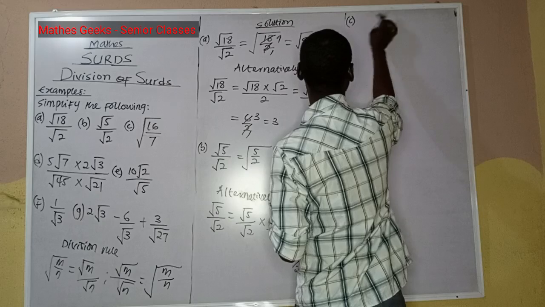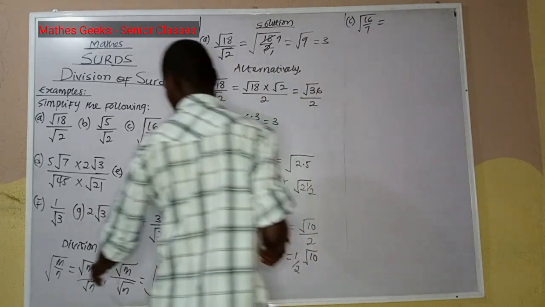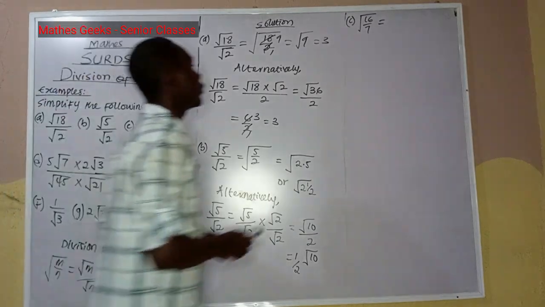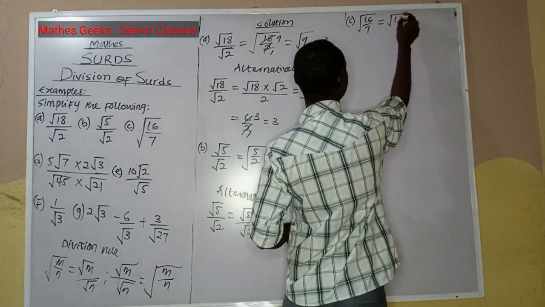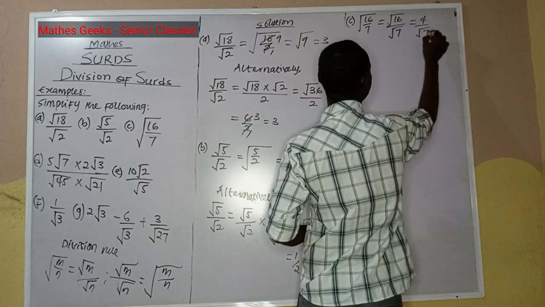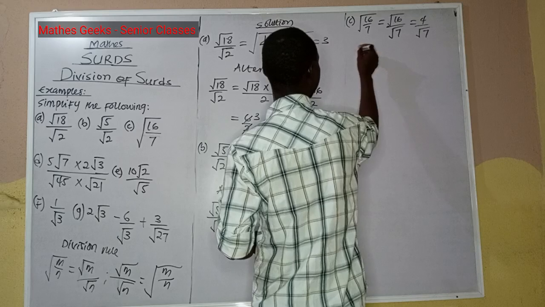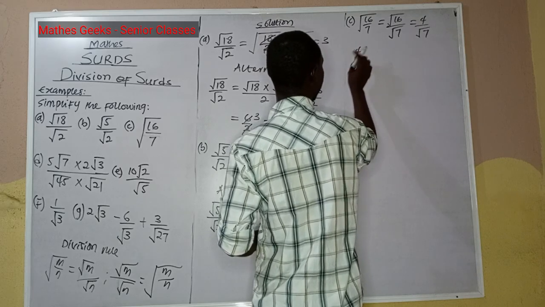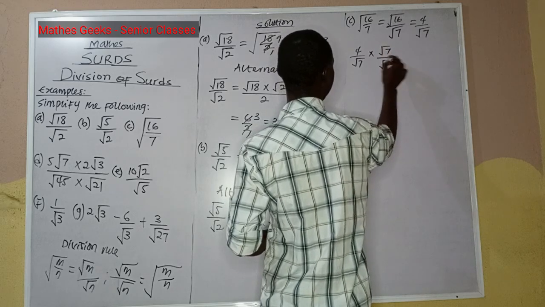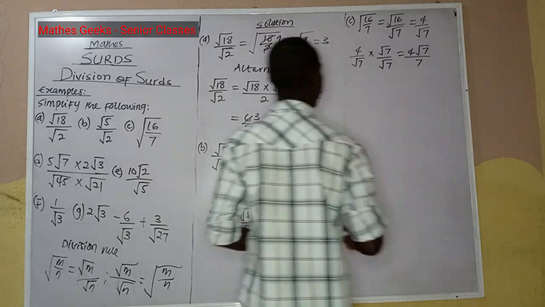So C was 16 over 7. From our rule, where we have root m divided by n, we're going to have root m divided by root n. This will give us root 16 over root 7. Root 16 is 4, so 4 over root 7. Now we need to rationalize this denominator. So to do that, we're going to say 4 over root 7 times root 7 over root 7, which is 4 root 7 over 7. Final answer.